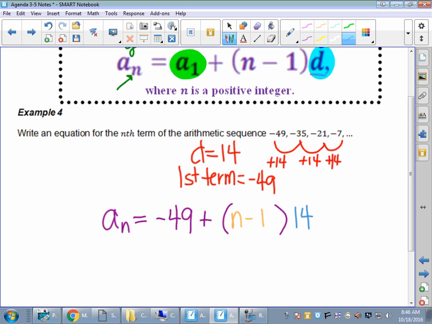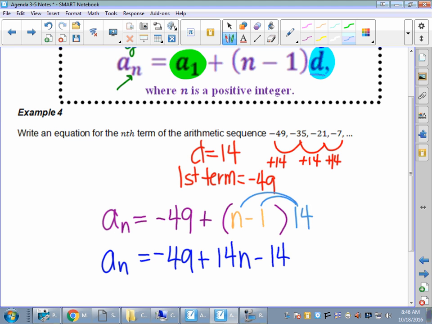Notice if it were subtracting 14, we'd put a negative, but this is a distributive. We have to finish this problem by getting rid of that. So we're either going to distribute a positive 14 or a negative 14, but it's a multiply. It's not adding or subtracting at the end. So that means I've got a sub n, negative 49 plus 14n minus 14. Do you like my distributing?